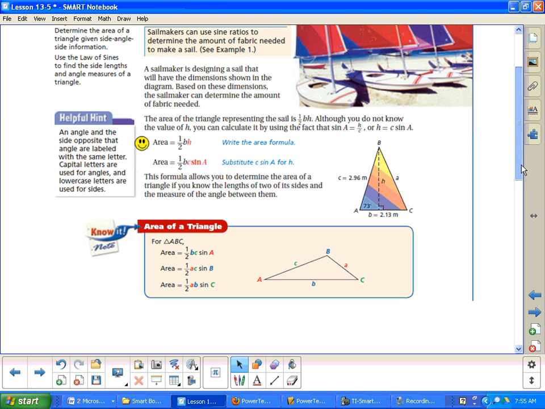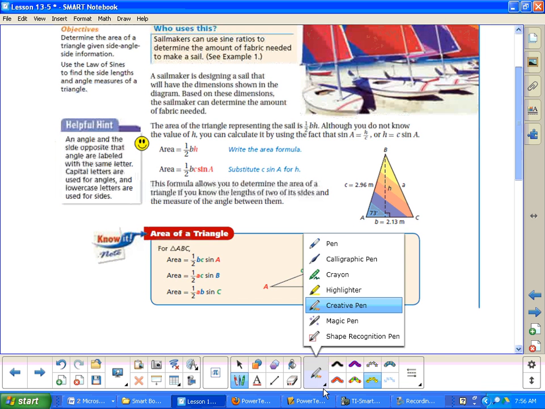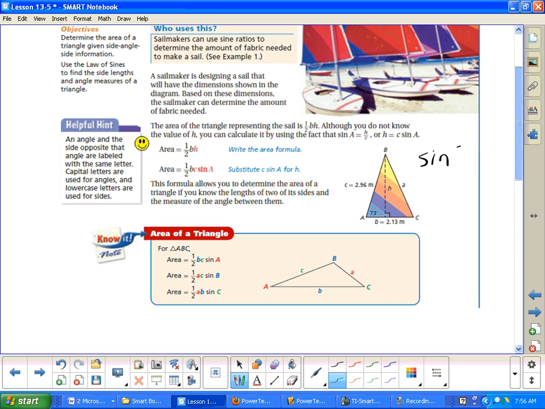Well, we can find the height, which is what we need to be able to finish the area formula, because we have the base is 2.13, and we need to find the height. Well, to find h, we actually know the 73-degree angle, A, and we know side C. So we could set that up that the sine of 73 is equal to the opposite over the hypotenuse. And so to find h, we would take the hypotenuse and multiply it by the sine of 73. So the sine of A is equal to h over c, and we multiply both sides by c, we would get the height is equal to c times the sine of A.